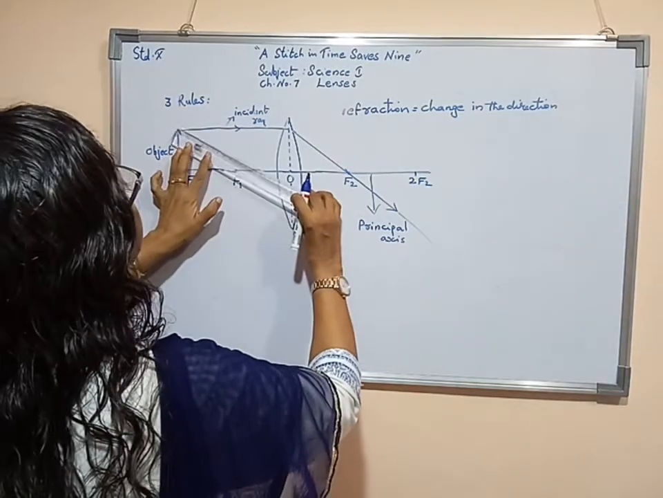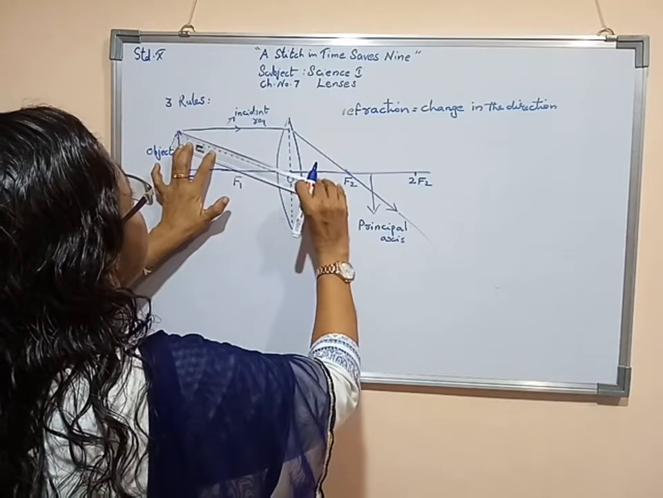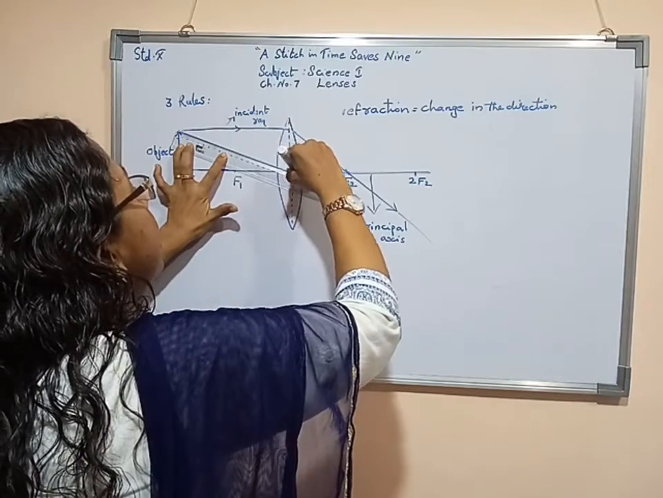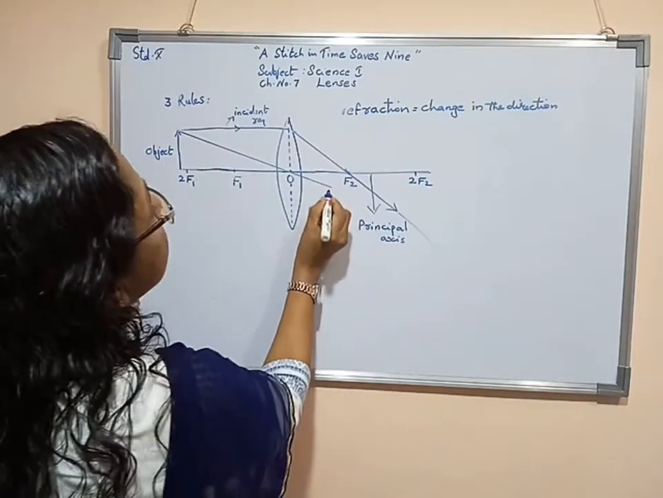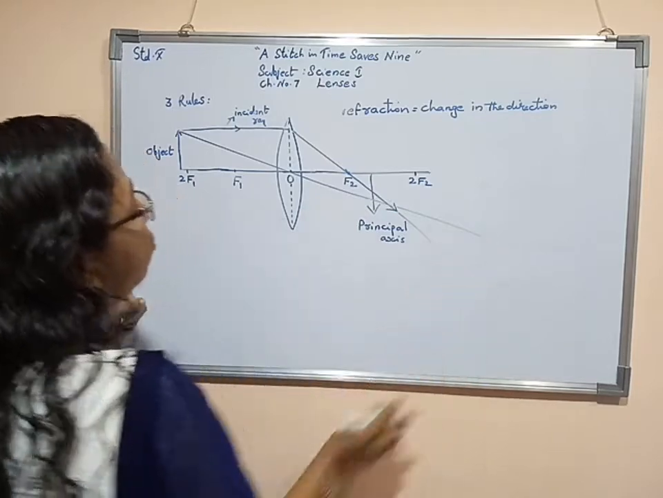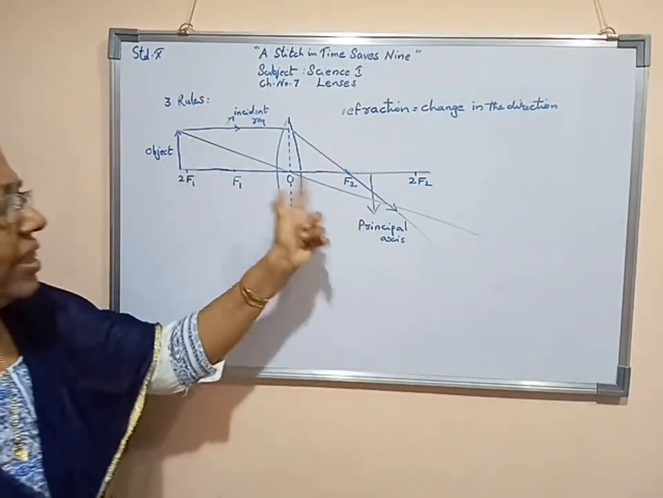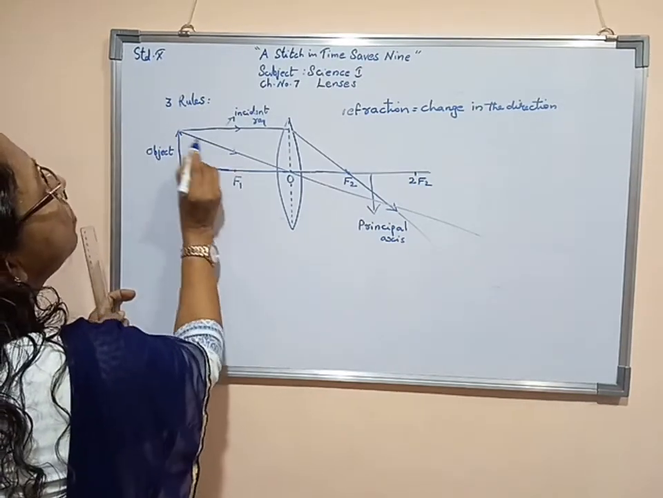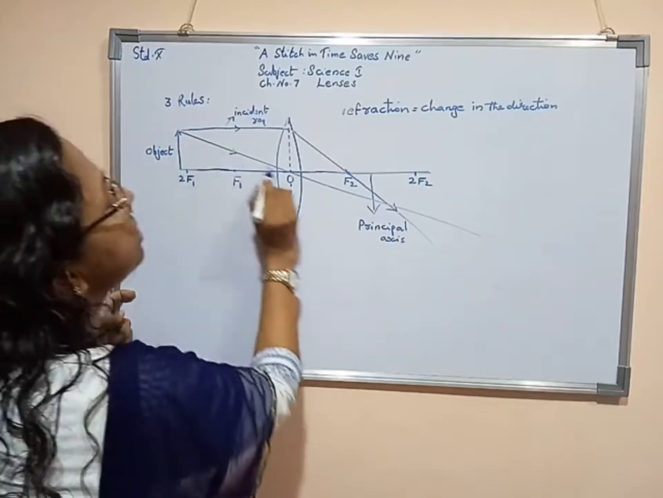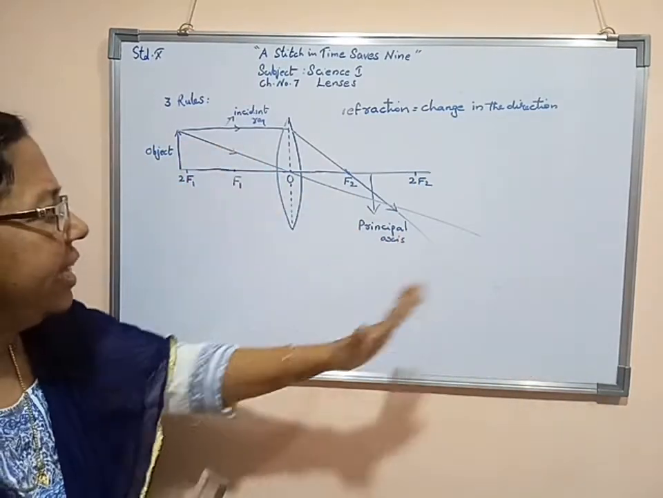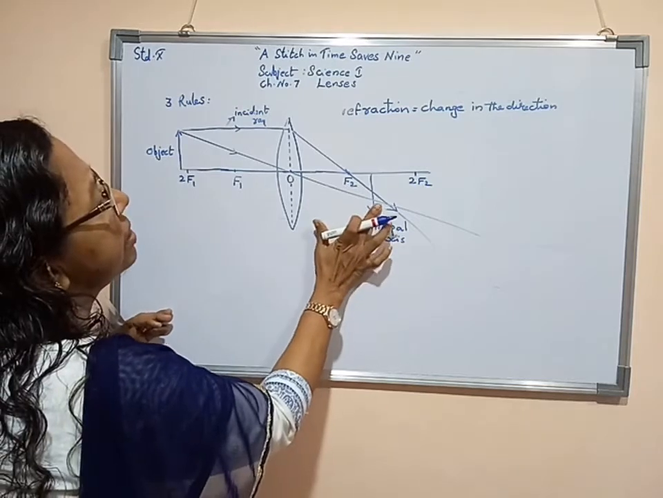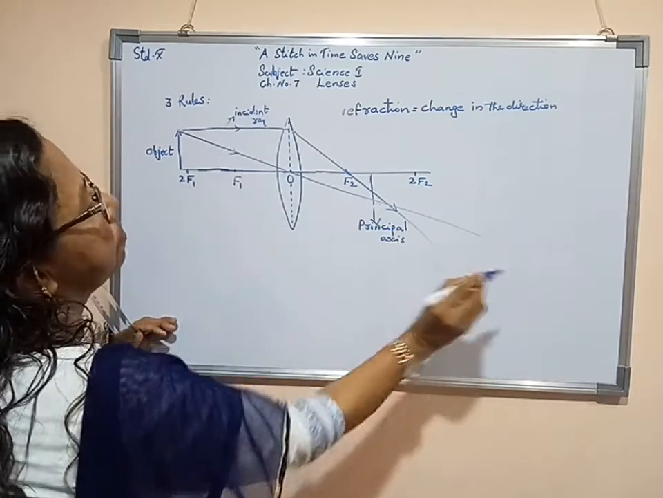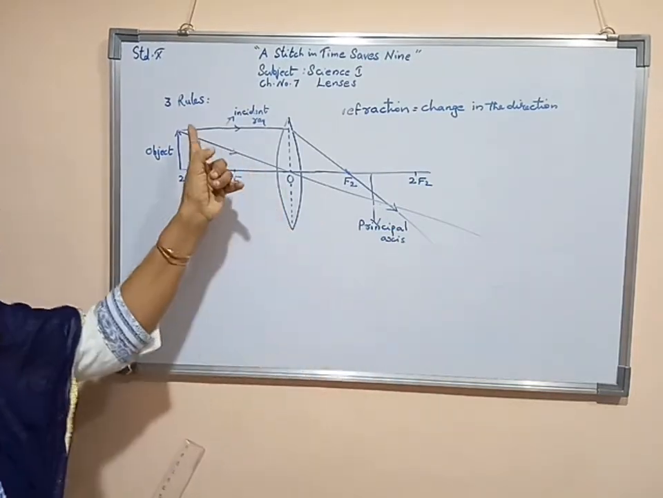Other one, a ray which is passing through the optical center passes through the optical center in a straight line without any deviation. So here we can say that the ray which is passing through the optical center passes in a straight line without any deviation. Here we can say that there is no deviation, in a straight line it is passing. So this is the second rule.